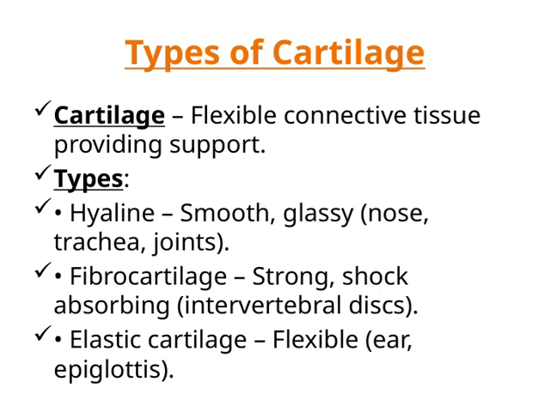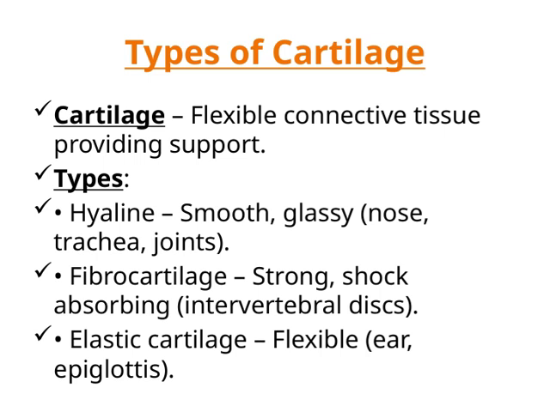First, there's hyaline cartilage, which is smooth and glassy in appearance. You'll find it lining the nose, covering the ends of our bones and the joints, and forming parts of the trachea. Its smooth surface helps reduce friction and allows for easy movement at joints.